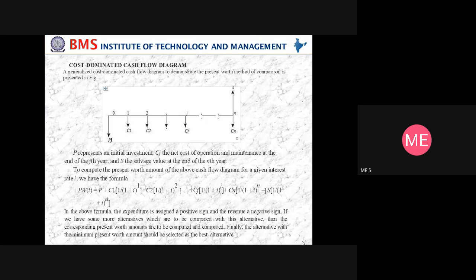So all the expenditures will be taken as positive, and the revenues or profit will be taken as negative. Okay. So P represents the initial investment, and the remaining C1, C2, C3 are the costs, either operation or maintenance costs, whatever it is. Those are represented as cost cash flows, or cash outflows. And S is the salvage value at the end of the nth year. In order to calculate the present worth, the same equation can be used.